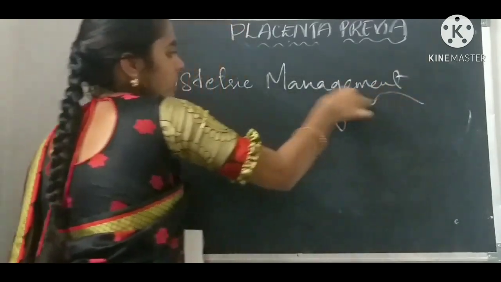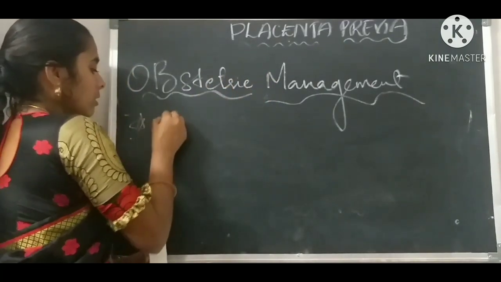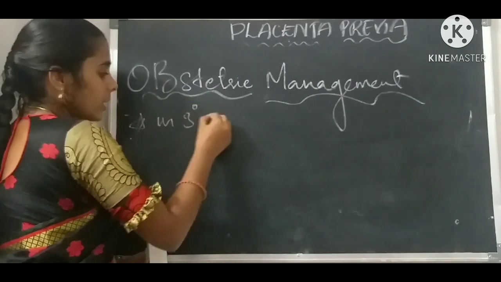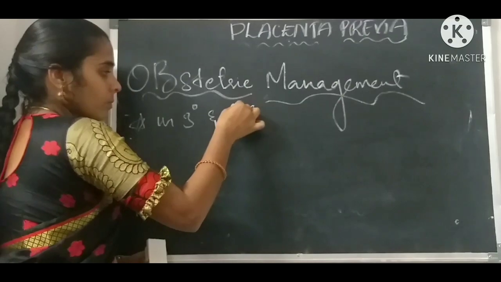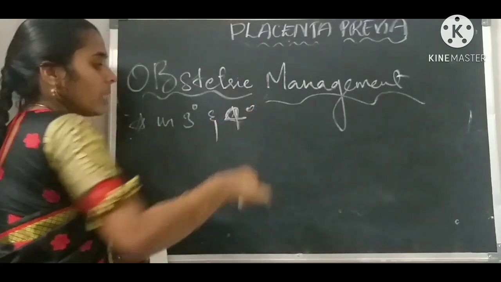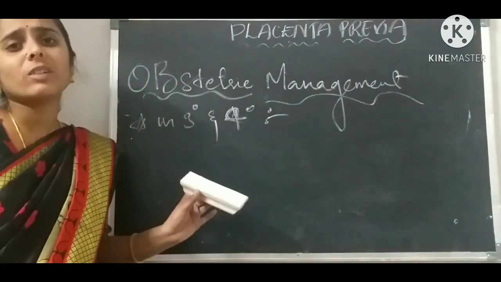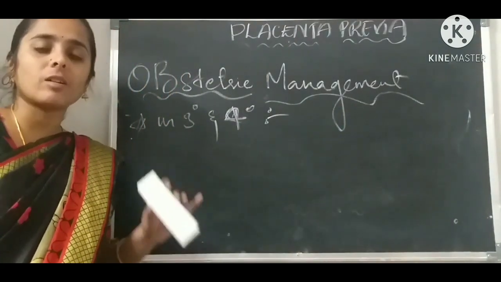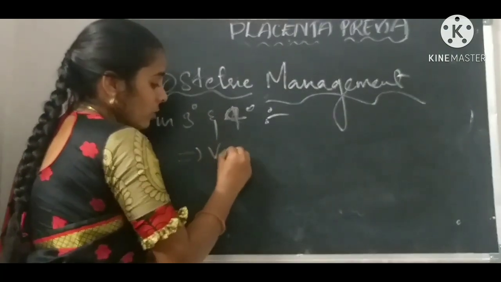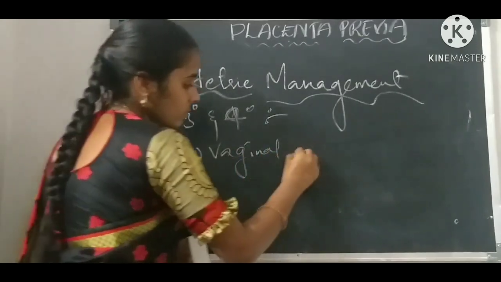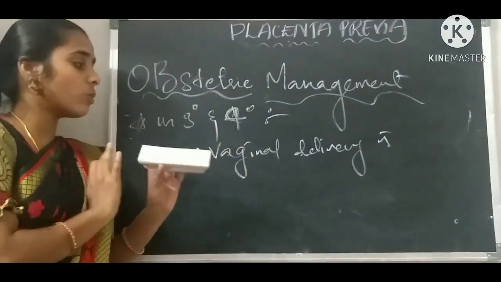Obstetric management. In third degree and fourth degree, there is no possibility of vaginal delivery. Even if the fetus is dead inside, vaginal delivery is not possible.